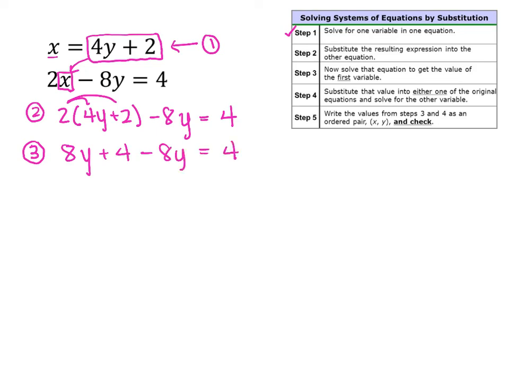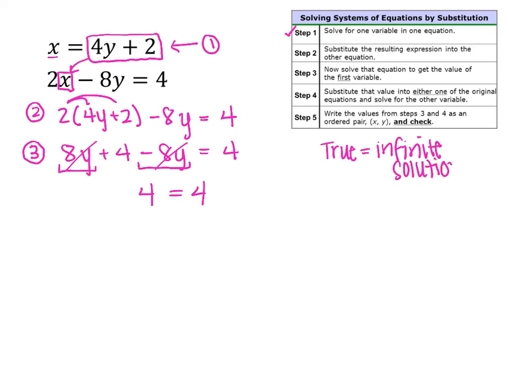Right? And then if I combine my like terms, 8y minus 8y, it turns out is 0 y's, or there are no y's there. Those cancel each other out. And we're left with just 4 equals 4. Whenever we get to the point where there are no variables left, letters are totally gone, it's only numbers, then we ask ourselves, is that true or is that false? If it's true, that's when we have infinite solutions. Or we could use that infinity symbol.